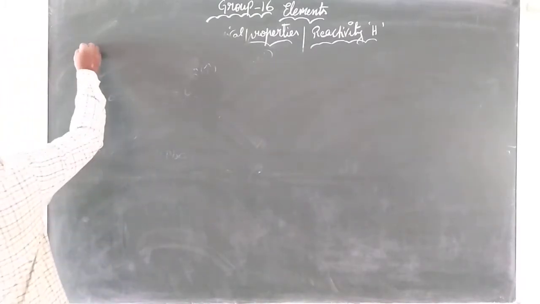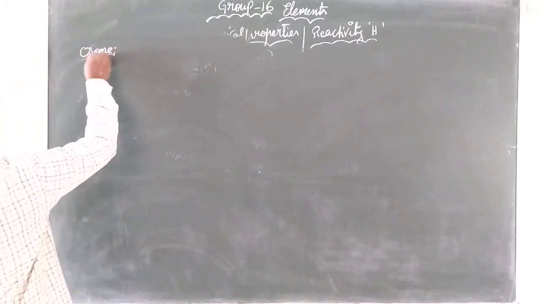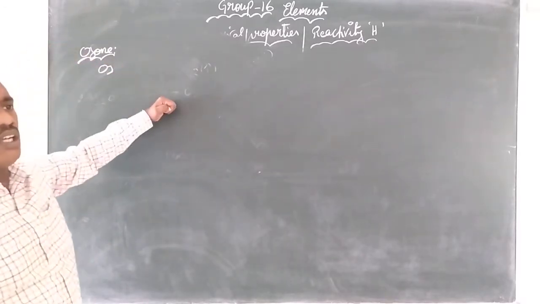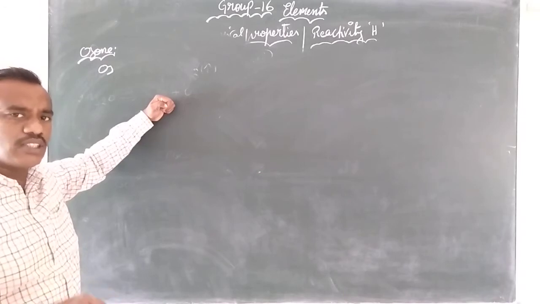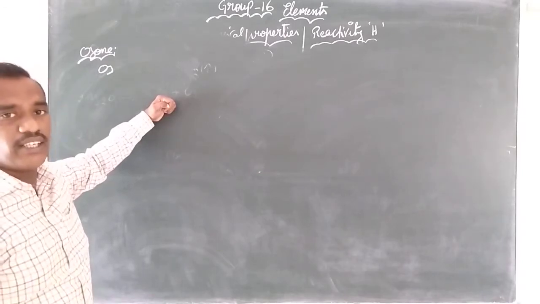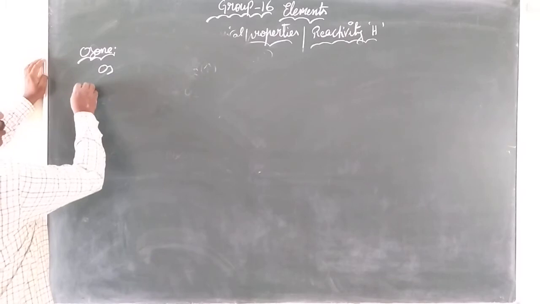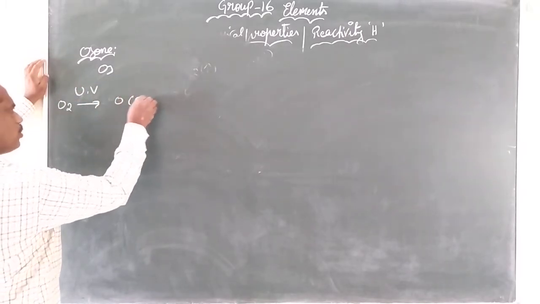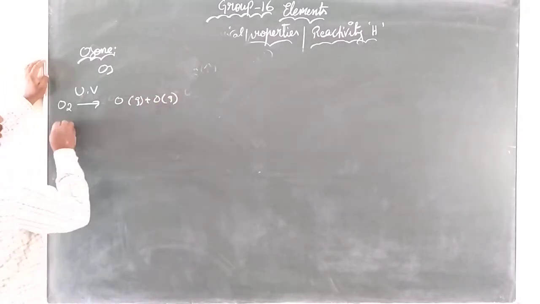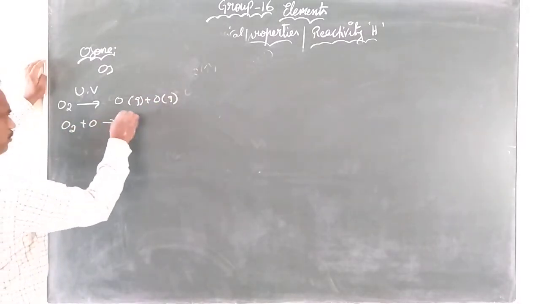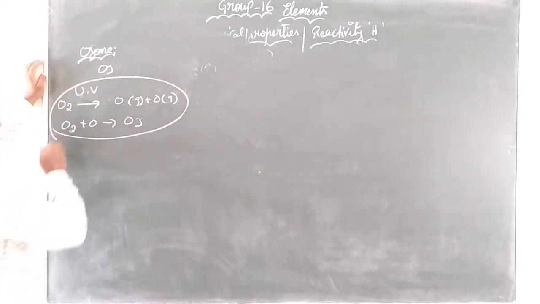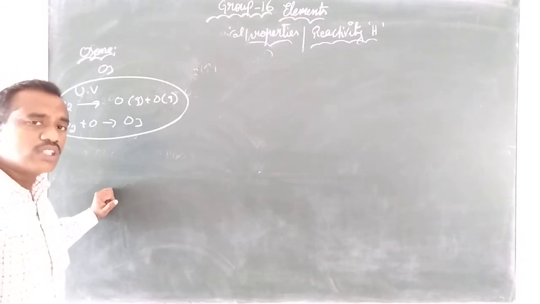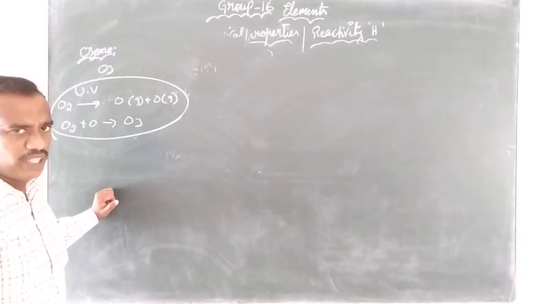How about ozone, children? Once you see the ozone, what is the formula of ozone? O3. How is it formed? It is formed by the decomposition of oxygen under the UV sunlight. When the UV rays fall on the oxygen gas, it decomposes into atomic oxygen, which further reacts with oxygen gas to form O3. Very important, very simple thing, but they will be asking the question. How is the ozone formed? It is formed by the decomposition of oxygen gas in the presence of UV light.